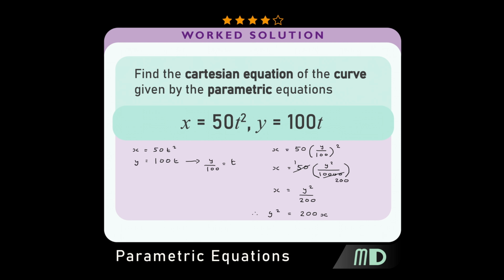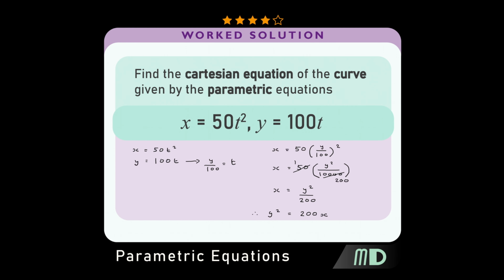For more explanation and examples of Cartesian and parametric equations, search our channel for Parametric Equations. As an extension to this question, does the parabola open vertically upwards or horizontally to the right? For a hint, look in the comments section and post your answer there.